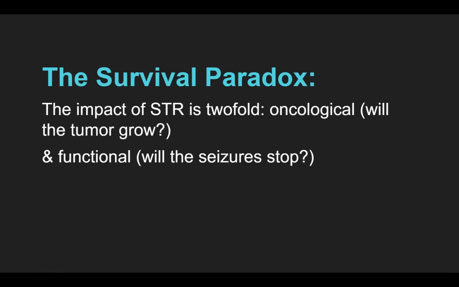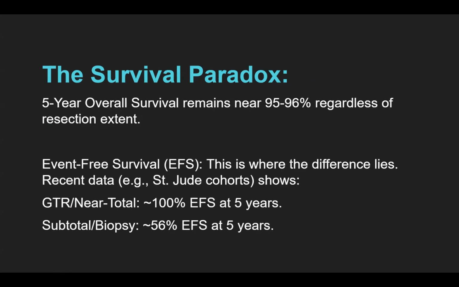How oncological? The first question that arises is, will this tumor grow? No, it won't, most likely. Or even if it grows, it will grow very slowly, and the chances of malignant progression are very, very low. But the more important question is functional. Will the seizures stop? So the survival paradox says that 5-year overall survival remains near 95 to 96%, even if you don't end up taking the complete tumor out.